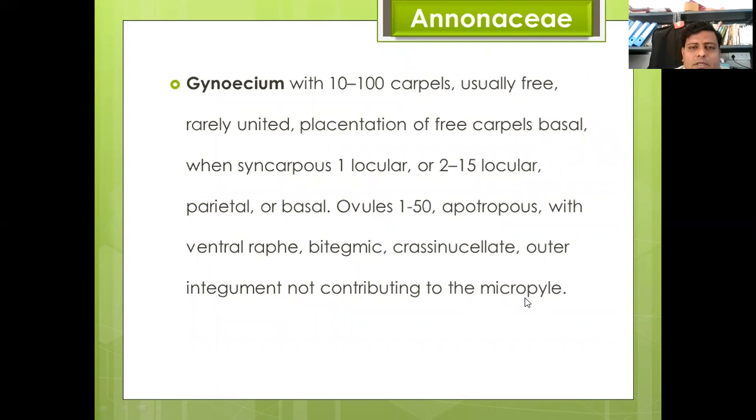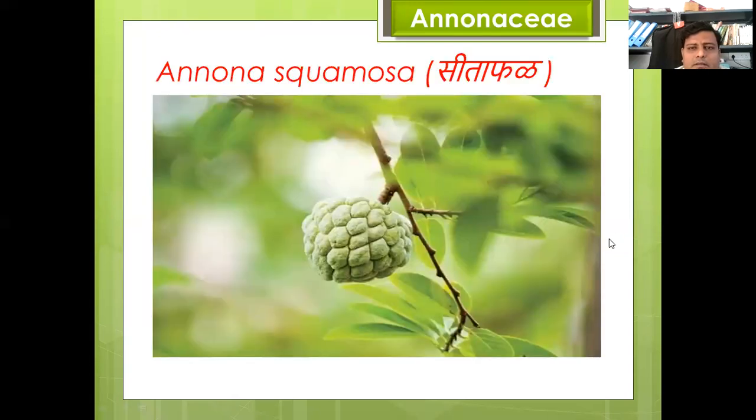Gynoecium shows 10 to 100 carpels, usually free, rarely united, apocarpous or free carpels, basal, with syncarpous one locular or two locular, parietal or basal. Ovules 1 to 50, anatropous with ventral raphe, bitegmic, crassinucellate, outer integument not contributing to the micropyle.